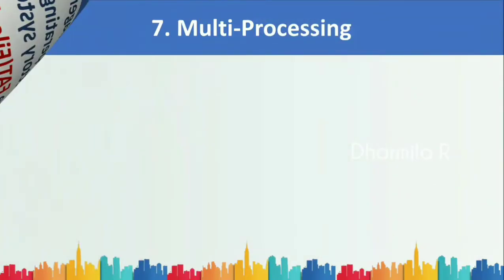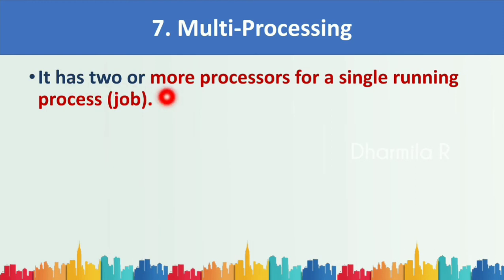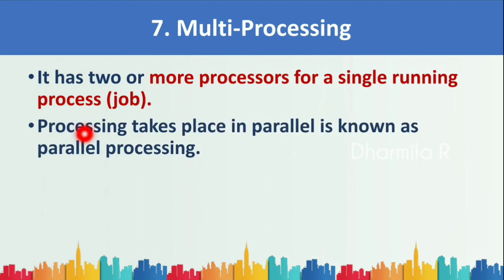And let's move on to the next feature of operating system, that is multiprocessing. Multiprocessing has two or more processors for a single running process. Process means job. For one job, multiple processors will be available. Processing that takes place in parallel is known as parallel processing. In parallel means at the same time multiple processes will be done.